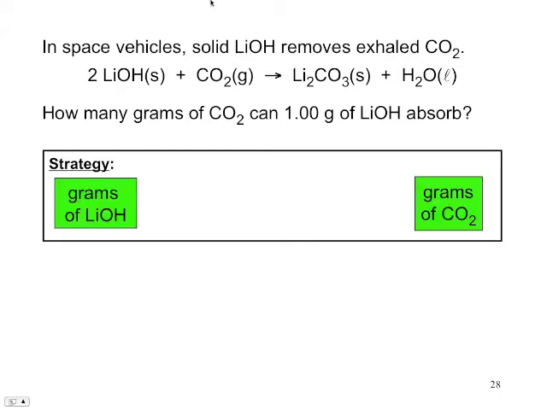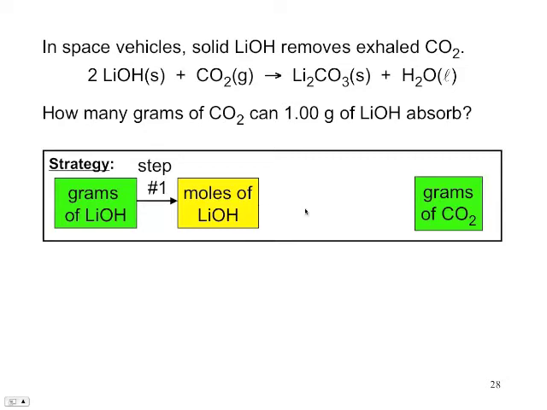So we're given the mass of lithium hydroxide, 1 gram. We need to figure out the mass of CO2 that reacts with it. So what we need to do then is convert our mass of lithium hydroxide to moles of lithium hydroxide, because that's the only way we can use the number relationships here in our balanced chemical equation.